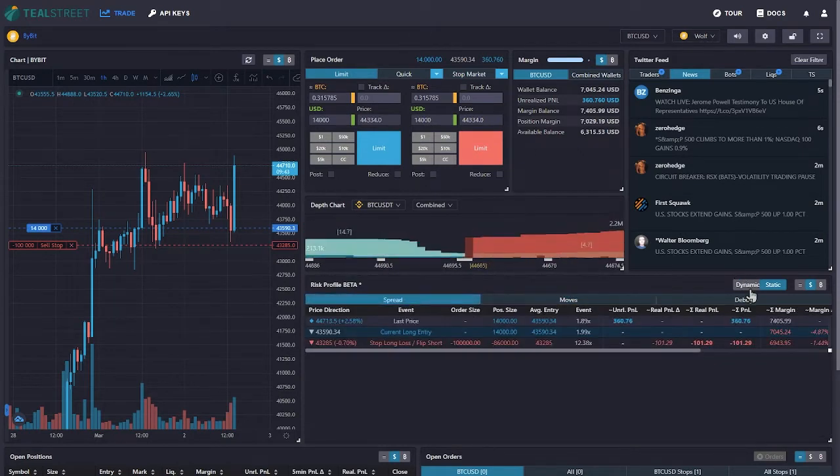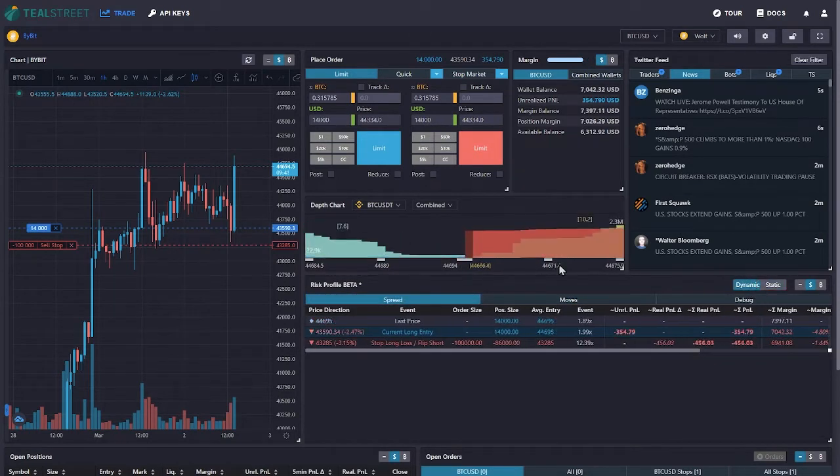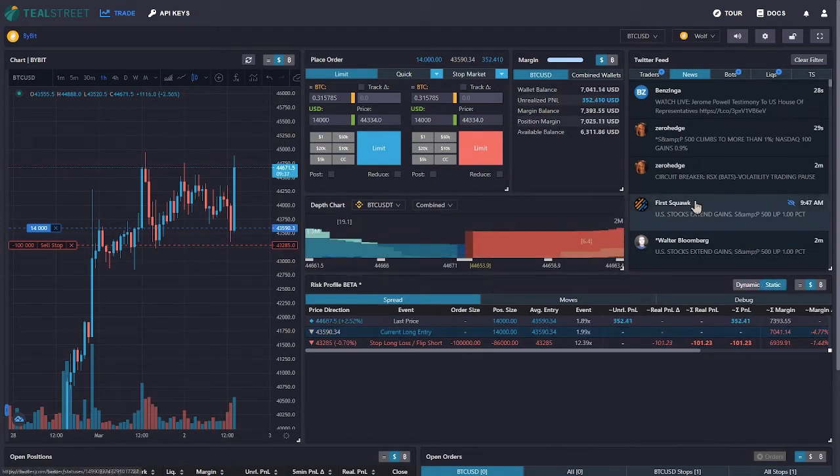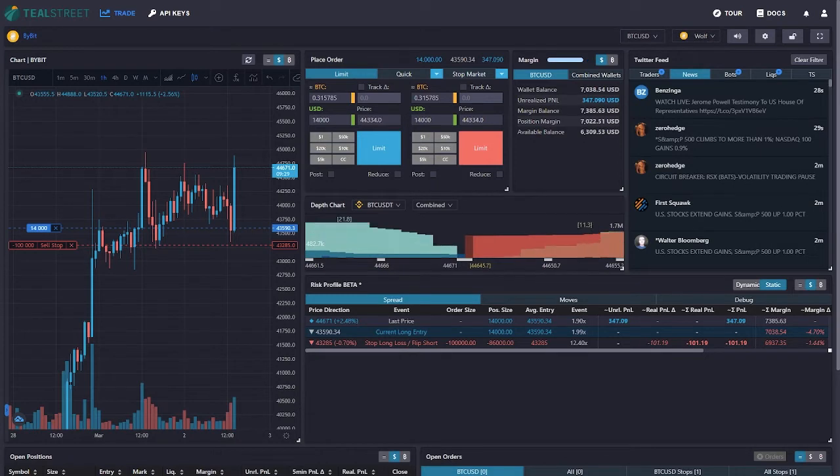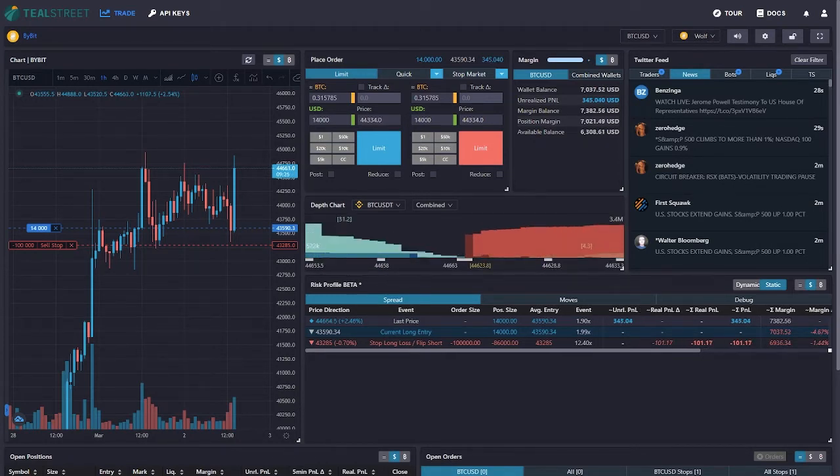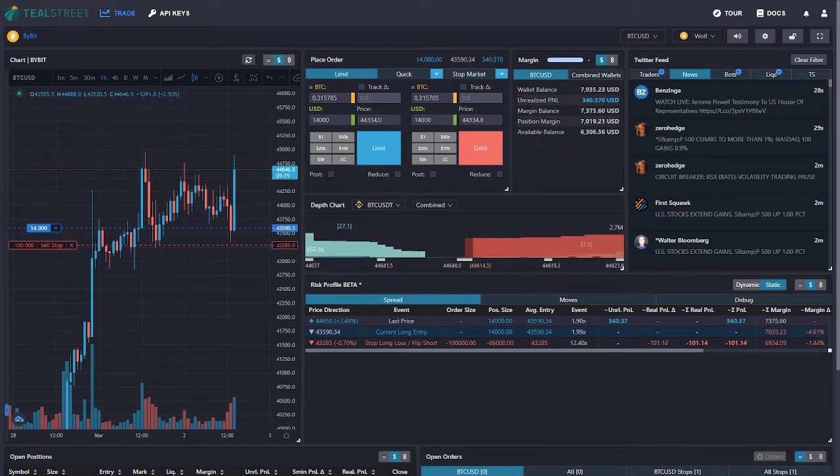All right, next, this is where it gets a little bit more interesting. We will go and look at the risk spread, and this is a very, very powerful tool. It can estimate your profit, margin, balance, size, leverage, entry, and average entry based on your active position, resting orders, resting stops, and price direction. It shows you what would happen if price went up or if price went down.